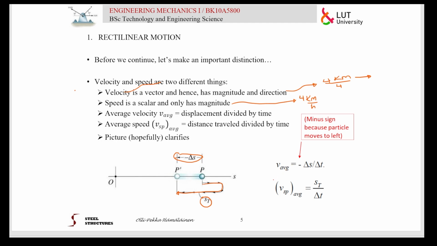So when we talk about speed and velocity, there are two different things. They could be the same at some point, depending on how the particle is moving, but fundamentally, they are not the same. So we need to be mindful of that.